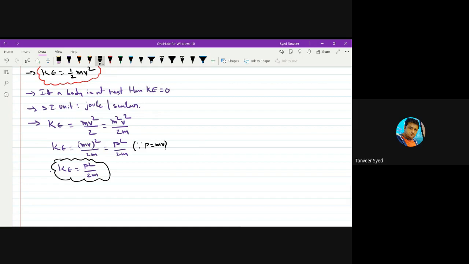Or from this you can also write P is equal to root of 2mK. If you are given kinetic energy and mass, you can calculate momentum. If you are given momentum and mass, you can calculate kinetic energy. Okay.